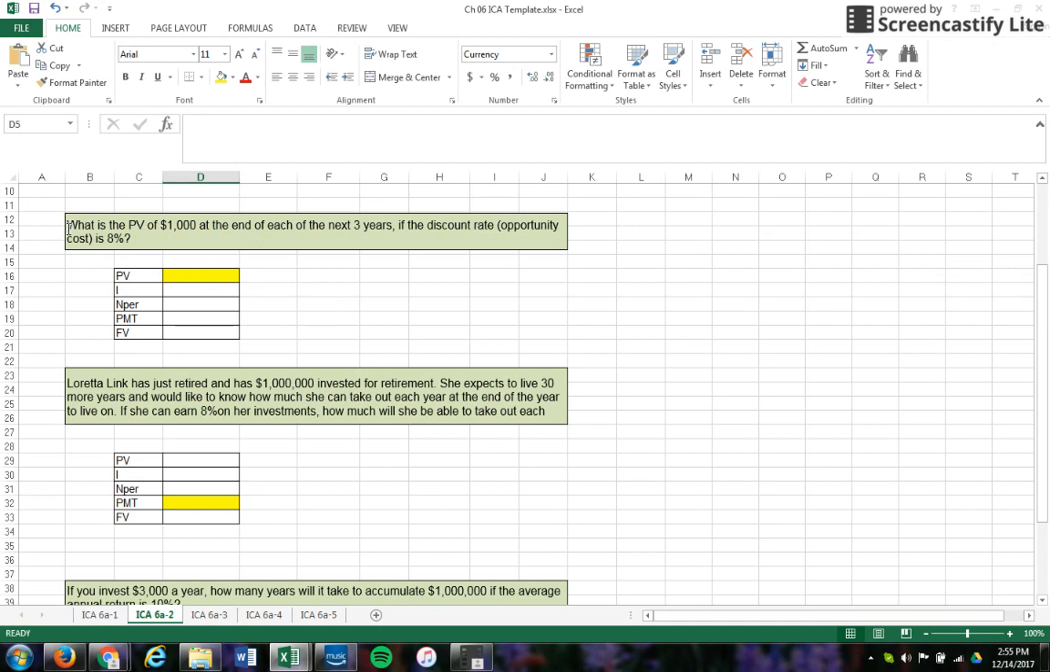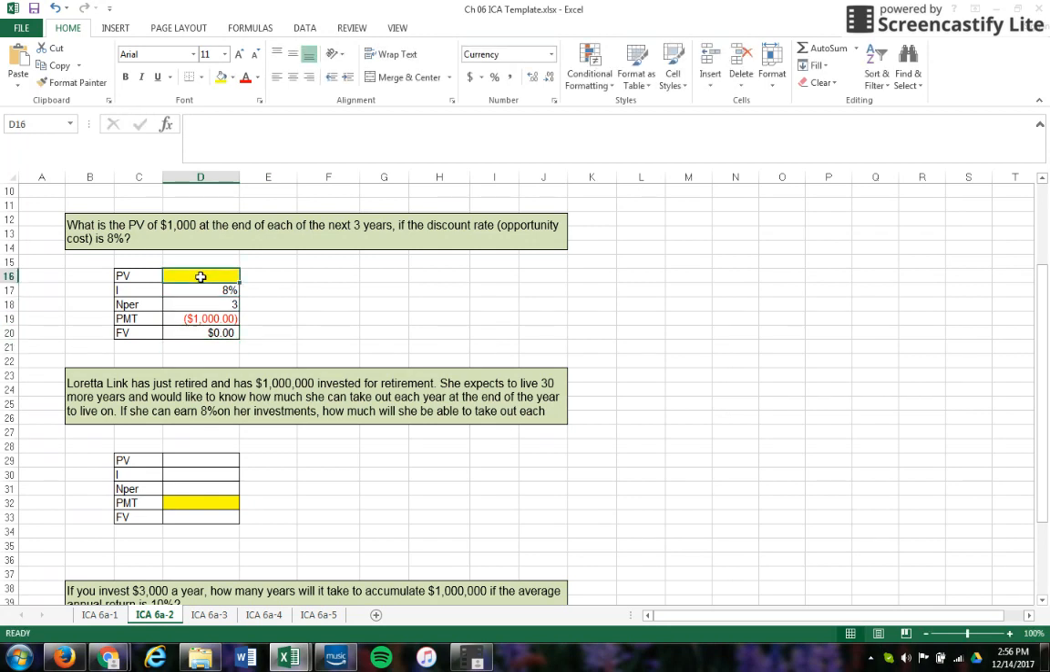So we look at this one. What is the present value of $1,000 at the end of each of the next 3 years if the discount rate is 8%? So for this one, we're looking for present value. The present value cell is highlighted. We can plug in what we know. Interest rate is 8%. Number of periods is 3. Our payment is $1,000. It's going to be a negative, it comes out of our pocket. The future value doesn't tell us anything, so we're going to assume 0.